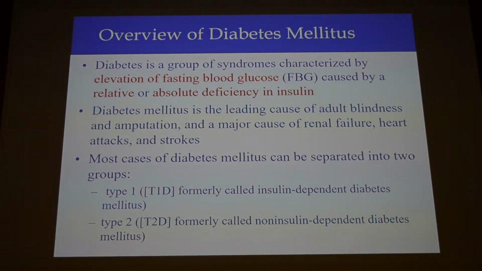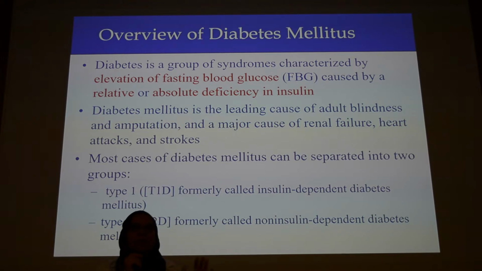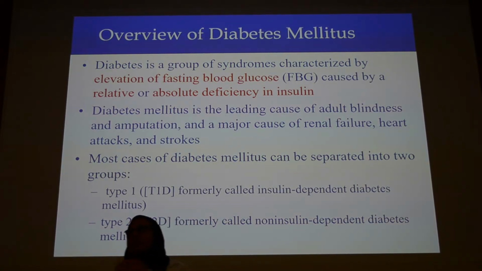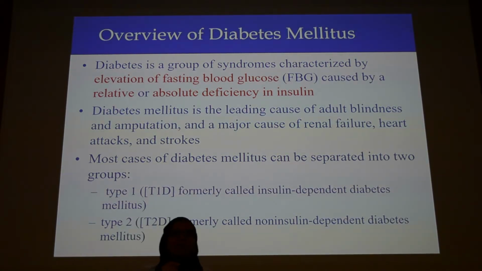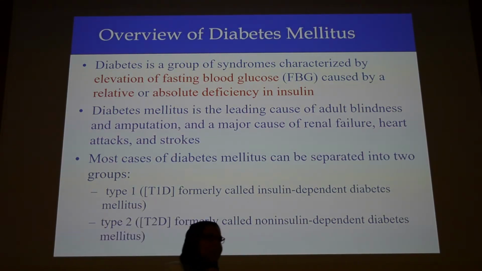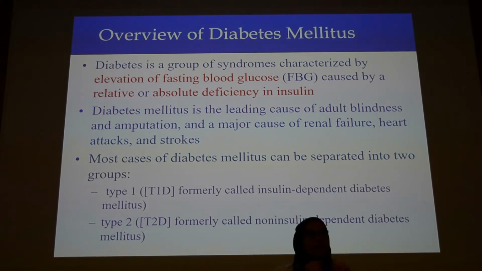Because type 1 eventually will need insulin because the pancreas will be exhausted. Excellent. Before, they thought if a patient has type 1, you must give him insulin. But if he has type 2, you don't need to give him insulin. But they found that eventually type 2 patients will also need insulin. That's why they stopped this nomenclature, which is very correct, thank you. That's why now they call them type 1 and type 2.